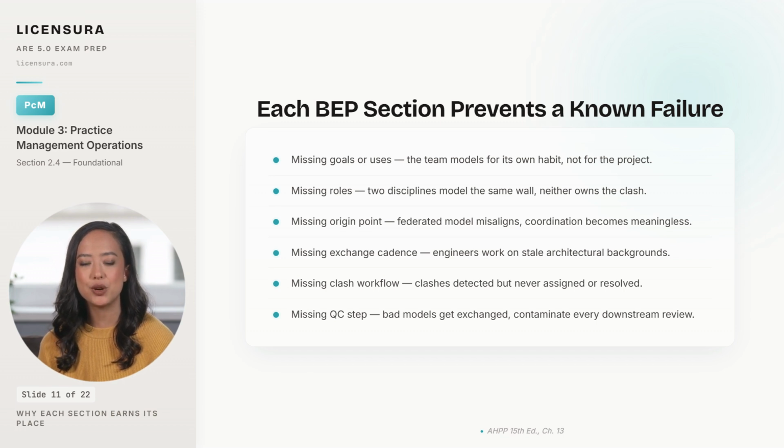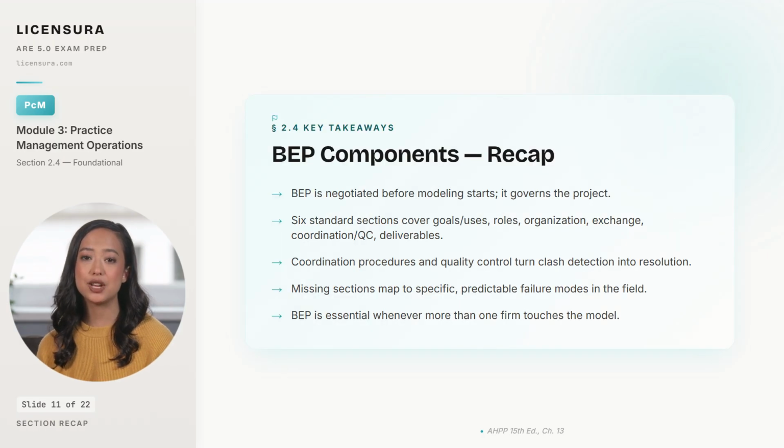Recap. Then we move into how the coordination itself plays out once the BEP is signed. 5 takeaways on the BEP. First, the BEP is negotiated before any modeling starts.